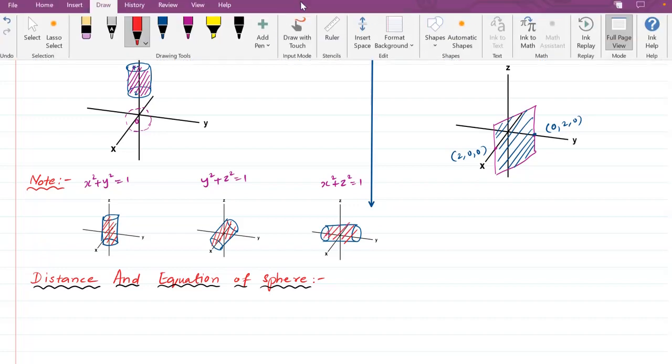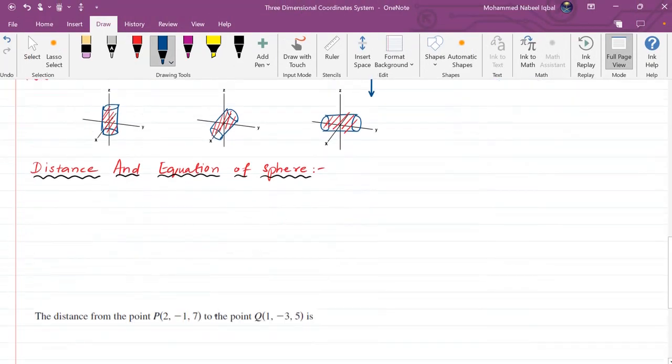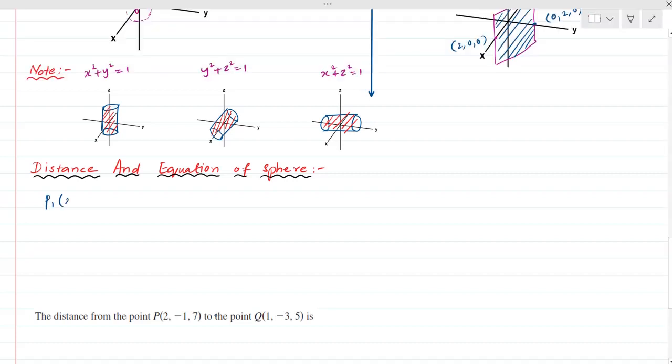Now let us go with the distance between the 2 points. How will you calculate the distance between the 2 points? It's the same thing we do in 2 dimension. In 2 dimension, you will have a point P1, x1 comma y1, and P2, x2 comma y2. Therefore, the distance will be the square root of x2 minus x1 whole square plus y2 minus y1 whole square. So this is what you will write as the distance in 2 dimension.